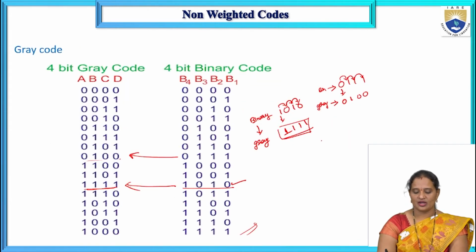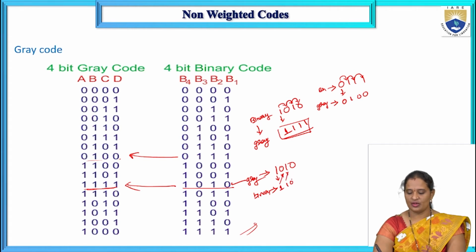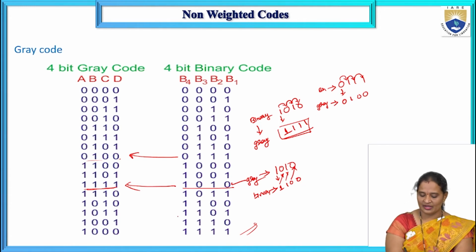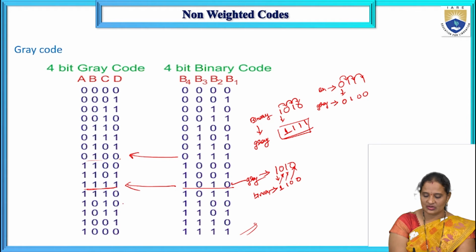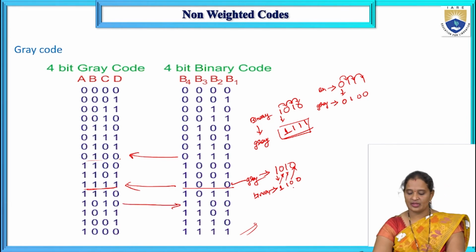For example, now let us have a gray code. This is my gray code. Now I want to generate the binary code by applying the principle here. MSB is the same, 1. So 1 XOR 0 is 1, 1 XOR 1 is 0, 0 XOR 0 is 0. So 1, 1, 0, 0 is the binary code for the given gray code.